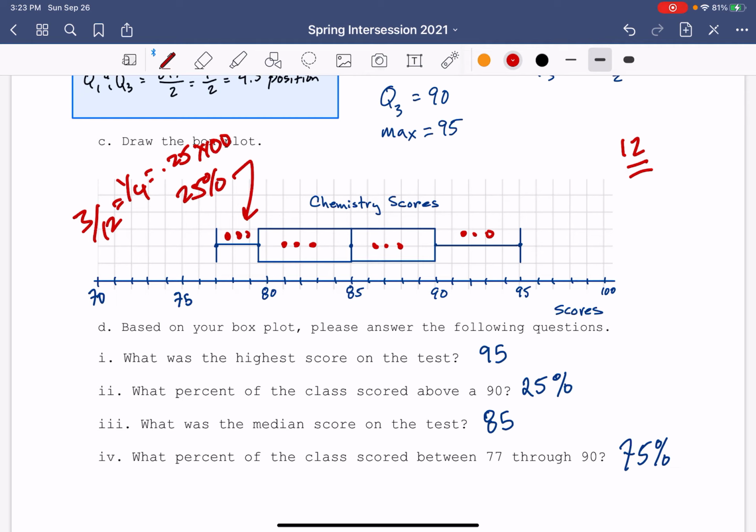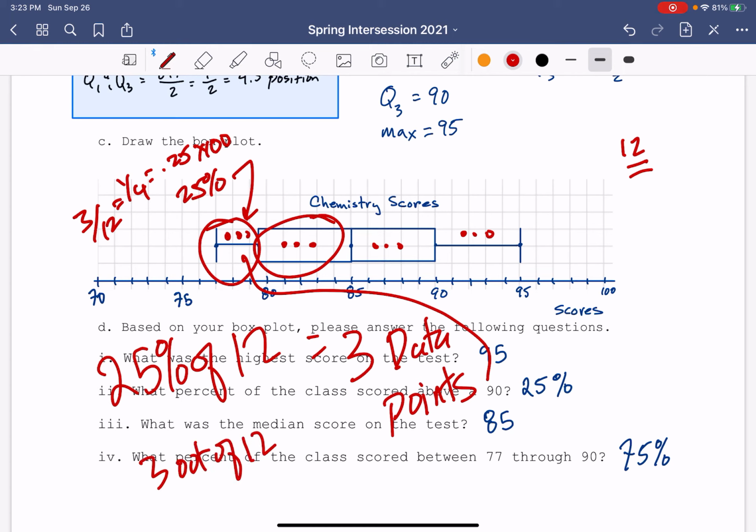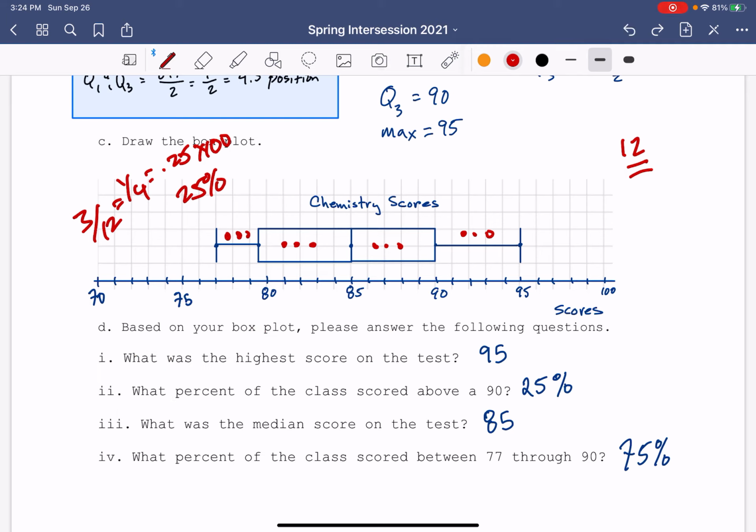25% of the data, 25% of 12, which is 3 data points, are in this area. And another 3 out of 12 live here. And another 3 out of 12, another 3 out of 12, or 25% of the data lives there. Now, it's not super perfect, and if you have listened to the lecture, it's not a perfect fit.